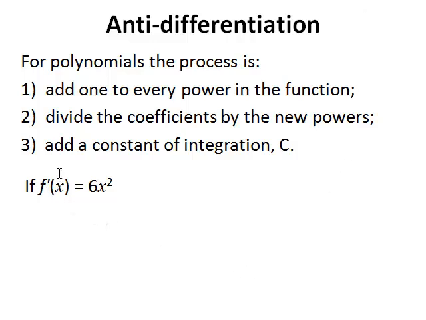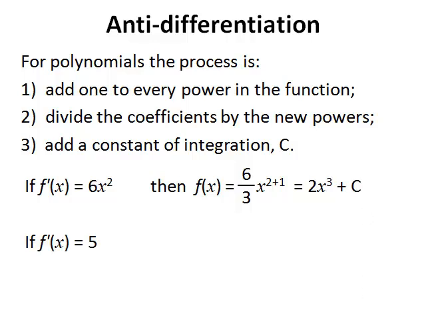Here's an example. If f dash of x, our gradient function, is 6x squared, then the original function must have been one higher power, and then we divide by that new higher power, and we simplify that. 6 divided by 3 is 2, x cubed, because we're adding one power, and then our constant of integration. One more time. If our gradient function is equal to a constant 5, then the original function must have been 1 power of x, and we divide by that new power. In this case, that just leaves us with 5x plus our constant.